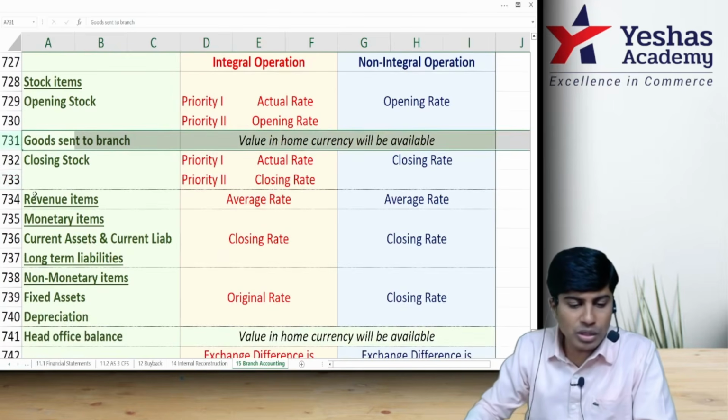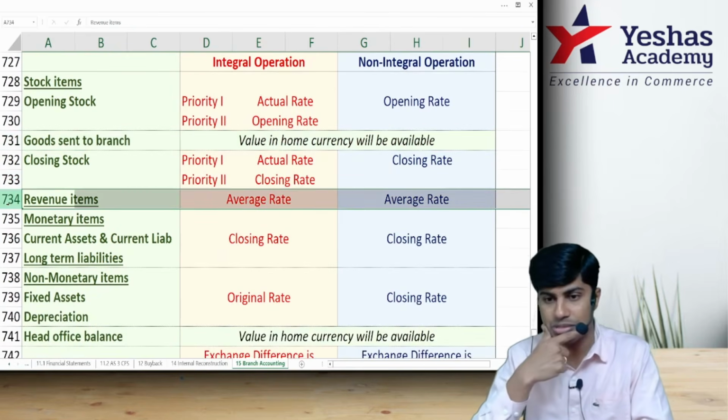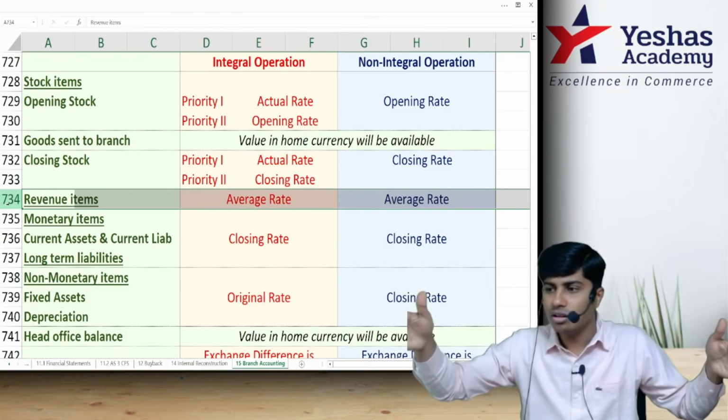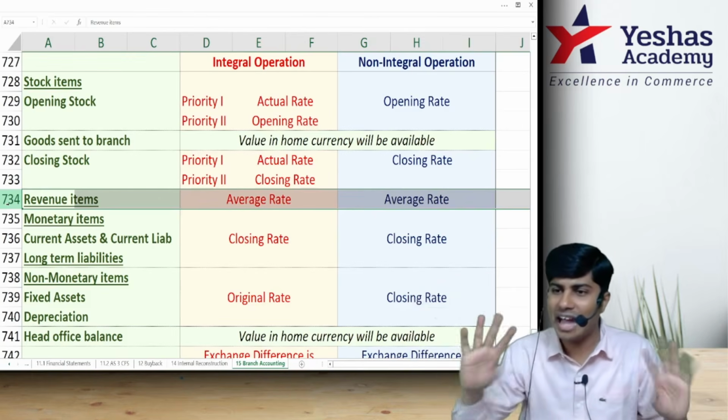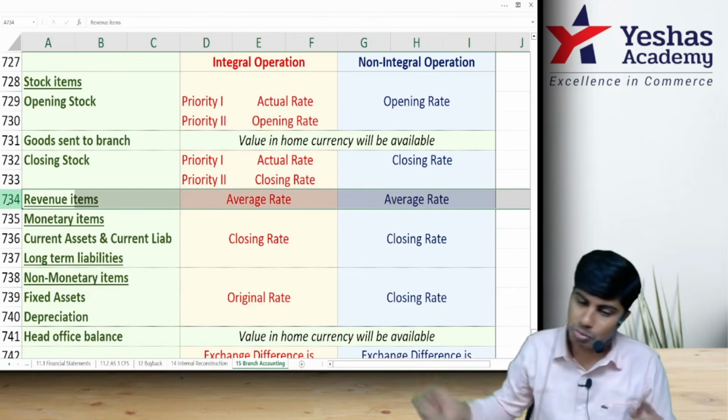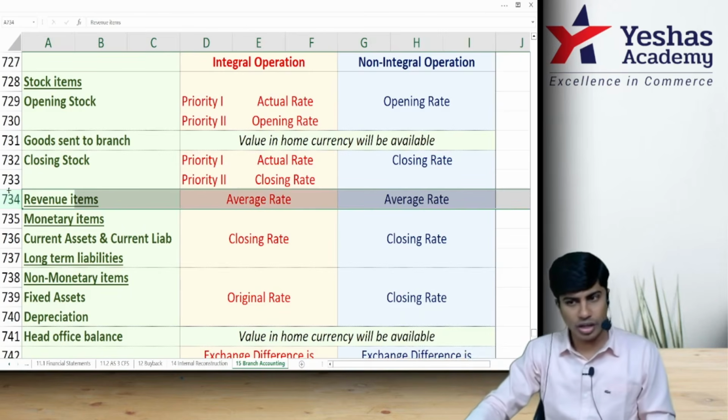Then with regard to revenue items, that is expenses and incomes, these are there throughout the year. We cannot apply actual rates, so we'll write average. We'll write average both in case of integral as well as non-integral.